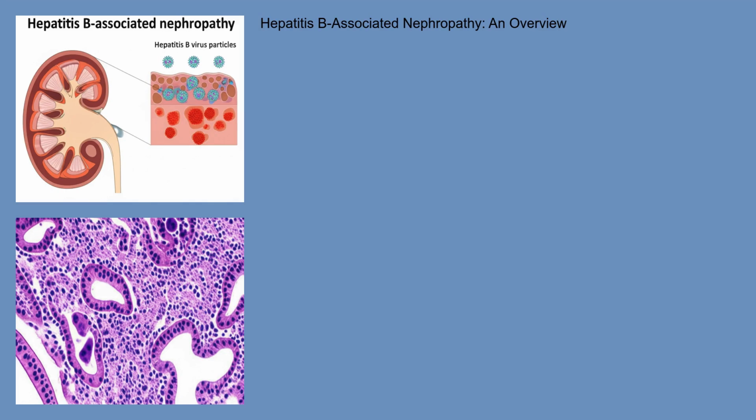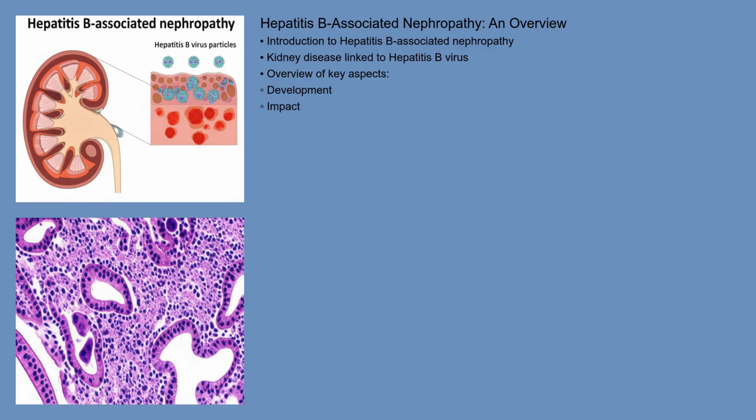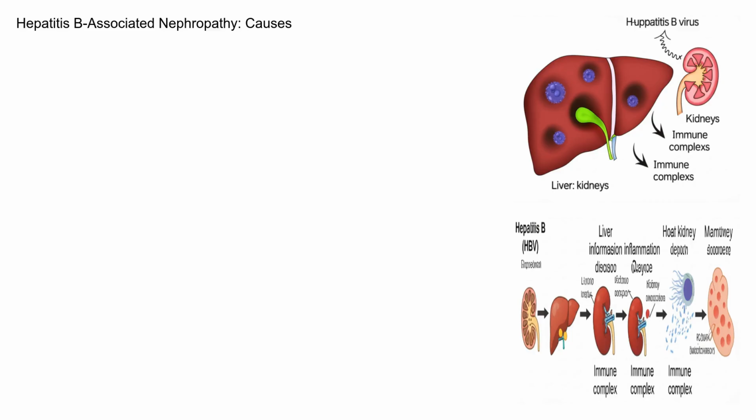Welcome to this video on hepatitis B-associated nephropathy, a kidney disease linked to the hepatitis B virus. We'll delve into what it is, how it develops, its impact on the body, and what can be done about it. Whether you're a healthcare professional, a student, or simply curious, this video aims to provide a comprehensive overview of this important condition.